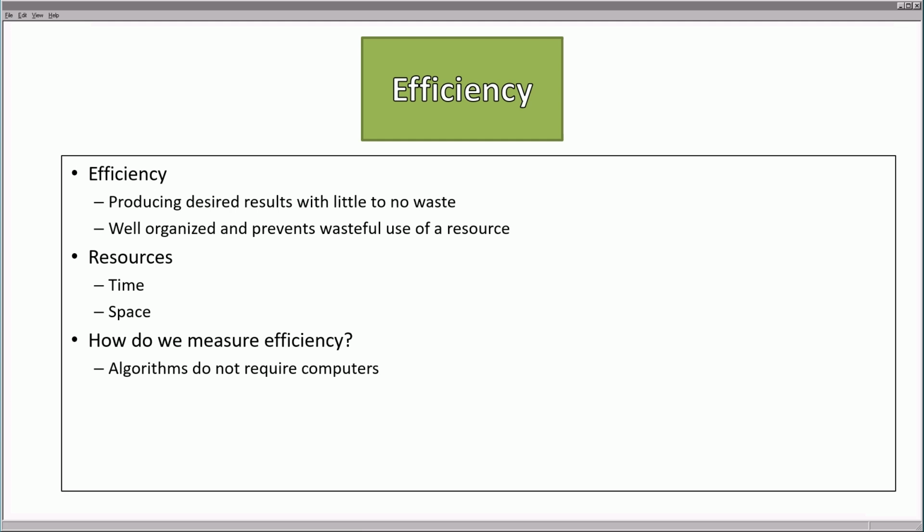Now, resources in terms of computing, we're always concerned with time and space. Relating that to the hardware, think of time as being the commands run by the CPU and space being the amount of space used in memory. But again, how do we measure efficiency? Even relating this to the hardware of a computer, we recognize that algorithms do not require computers. So, how do we measure something that doesn't require a computer? It doesn't make sense to time them.